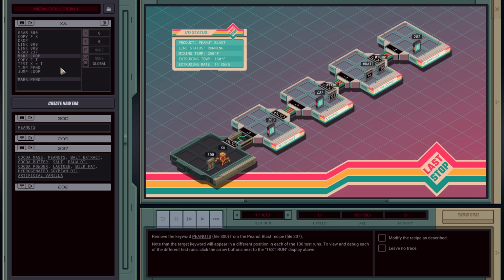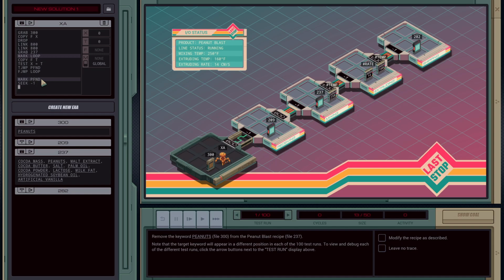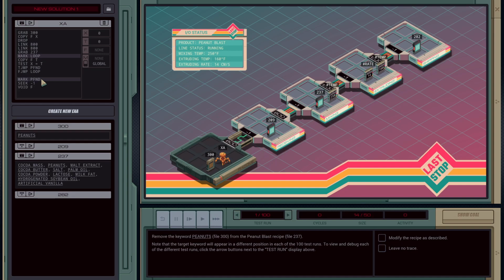Jump loop. I guess I could say F jump loop just to make it clear that that's what happens when it's false. And then if we find the peanuts, then I can say seek negative one. It goes back one step, and then I can say void F. And then I'm done. And this is leave no trace.